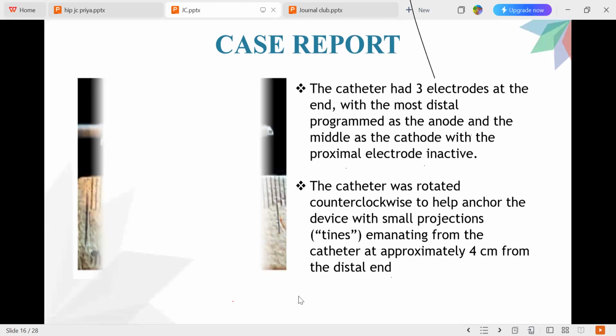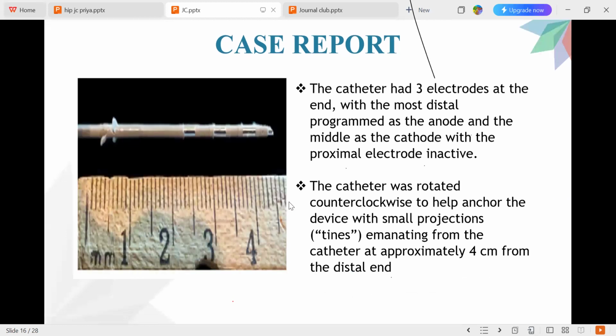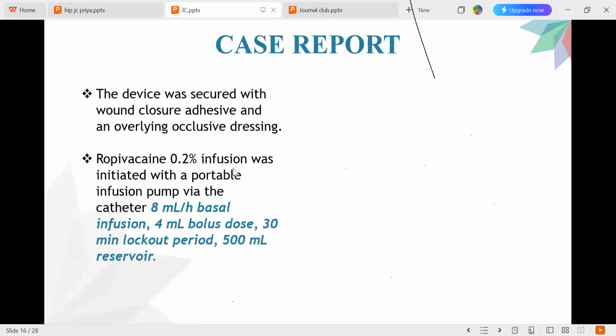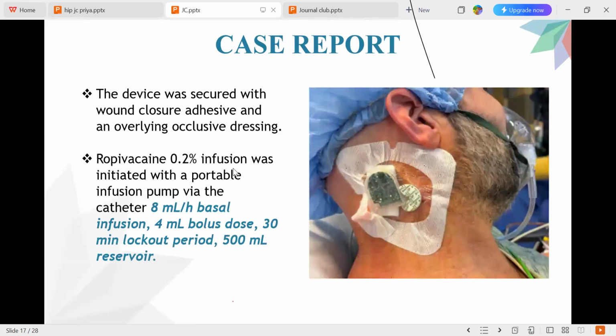And then, as we had already described, the catheter has 3 electrodes at the end. In this case, the distalmost electrode was programmed as the anode and the middle as the cathode, with the proximal electrode being inactive. The catheter was rotated anti-clockwise, and the small projections or tines emanating from the catheter helped to anchor it over the skin. The device was secured with wound closure adhesive and an overlying occlusive dressing.